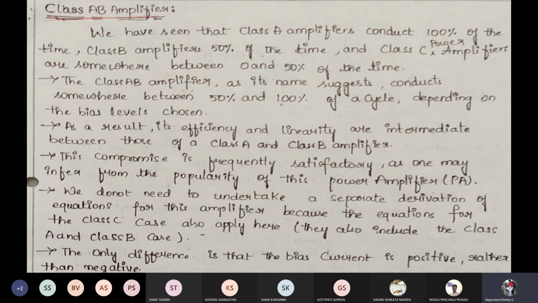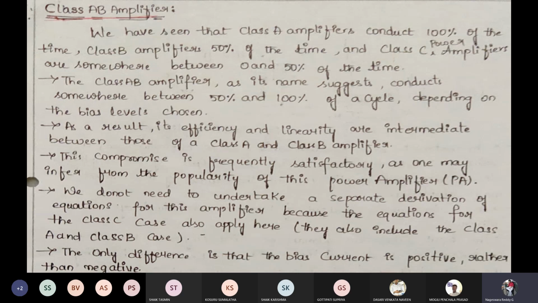The efficiency of the class AB amplifier is in between the class A and class B amplifier, and the linearity is also in between the class A and class B amplifier. So in case of the class AB amplifier, the bias current is positive when compared to negative. The power amplifiers use the active device as a controlled current source.